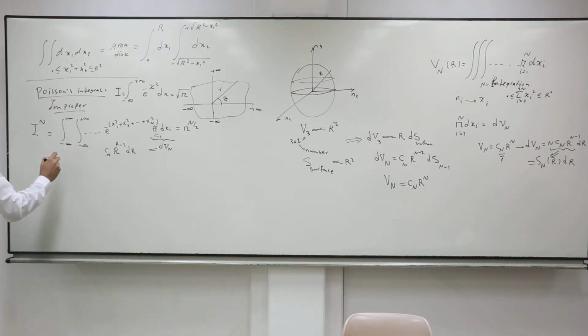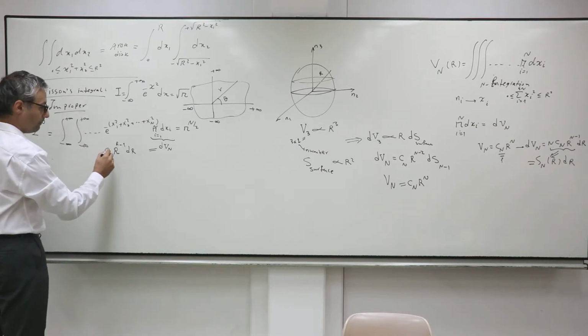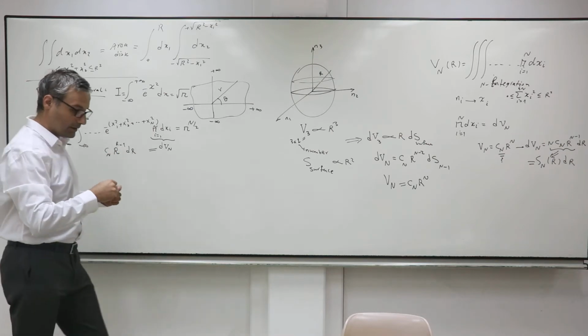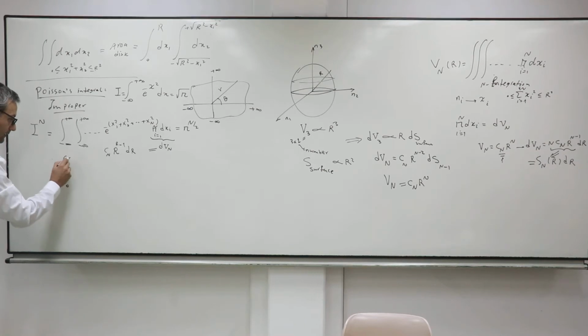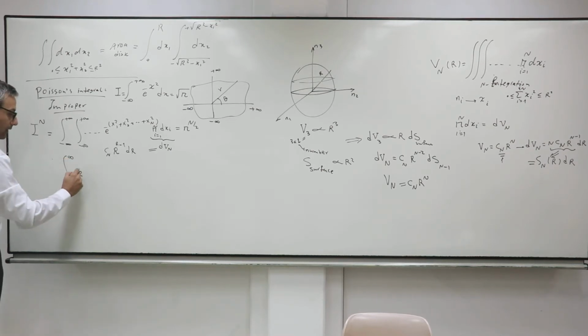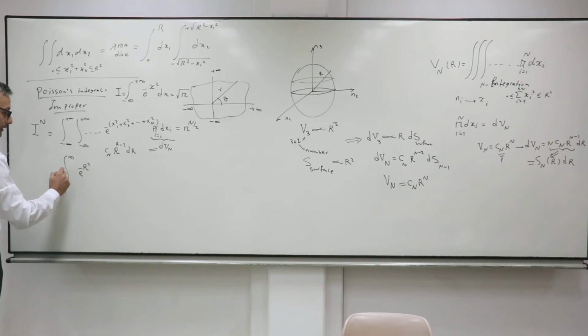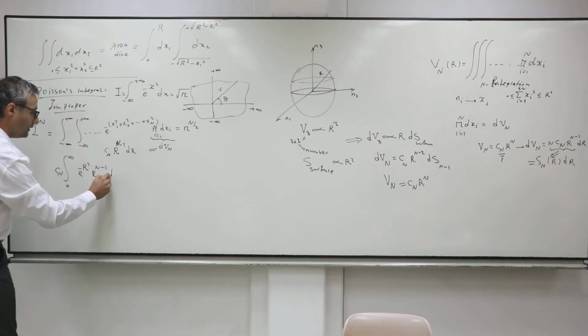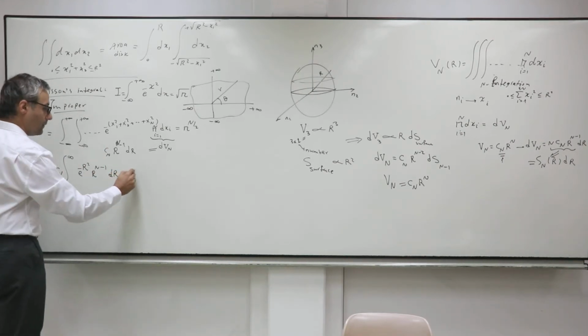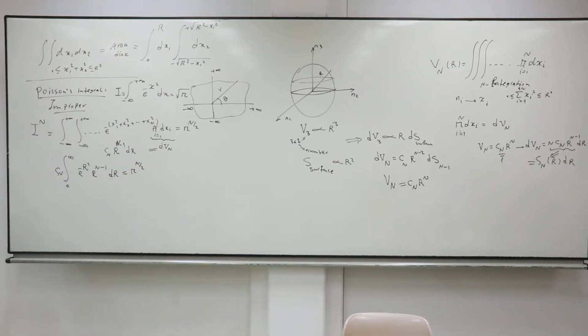And now very quickly we can define that. I can write the integral from 0 to infinity of e^(-r^2) C_n r^(n-1) dr, and this will be pi^(n/2). Now the challenge is to find this integral. If you find this integral, you get C_n. So this is very tricky.